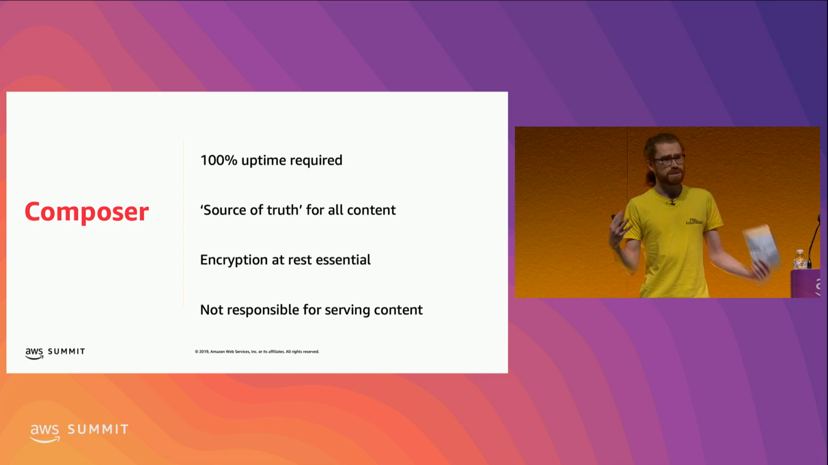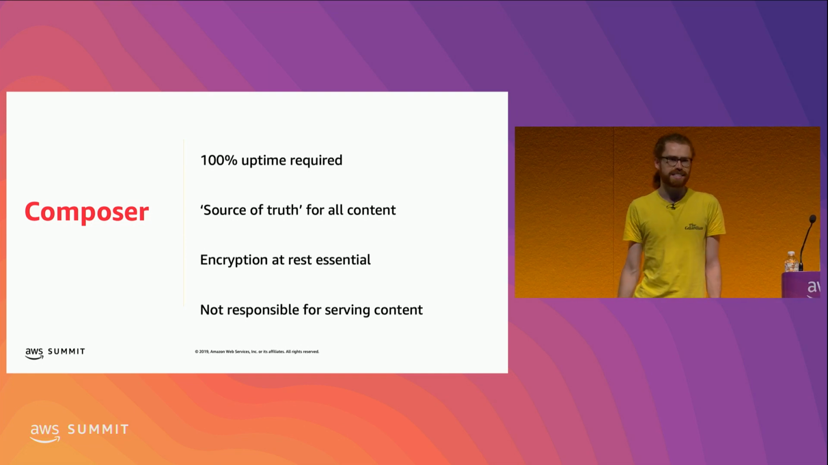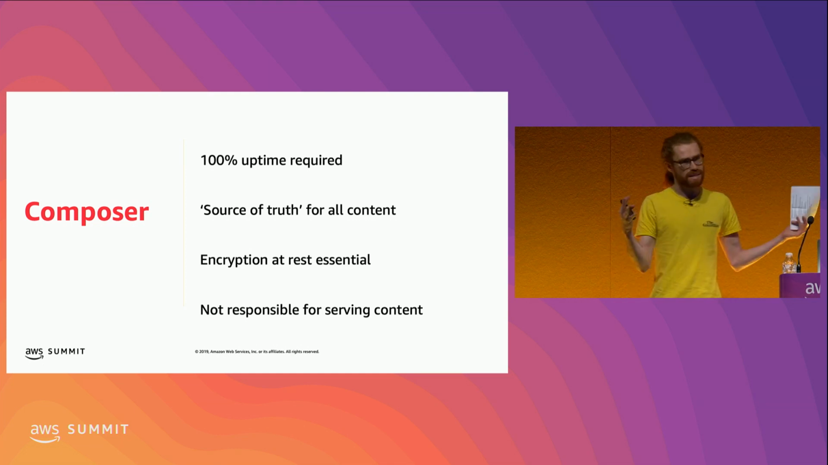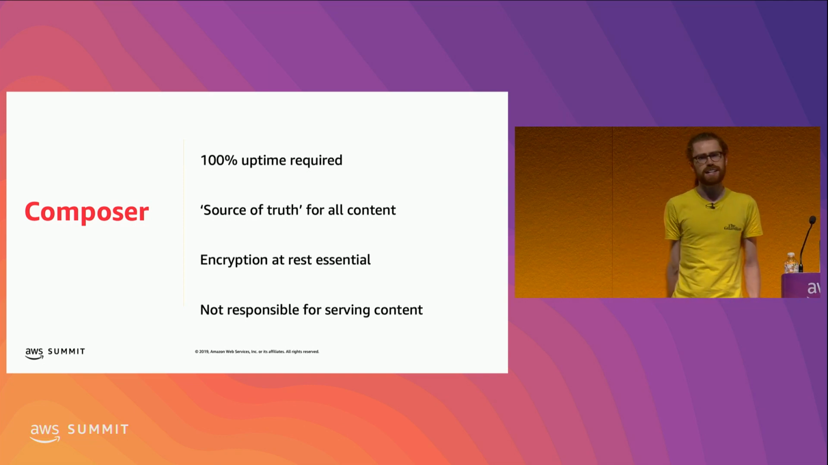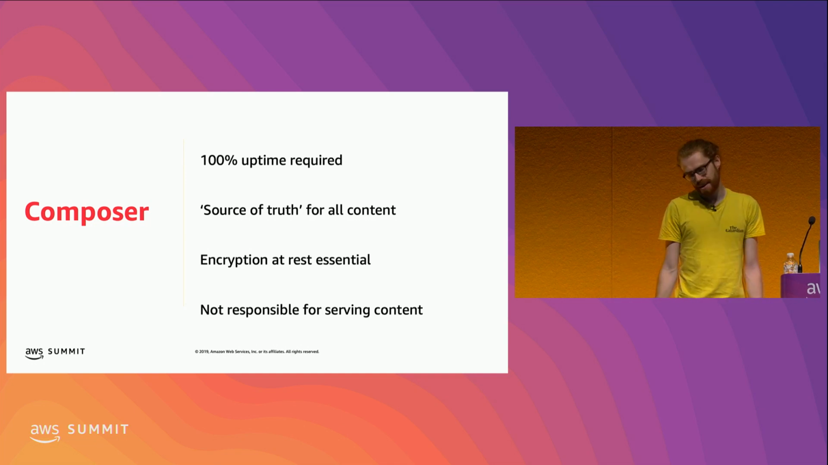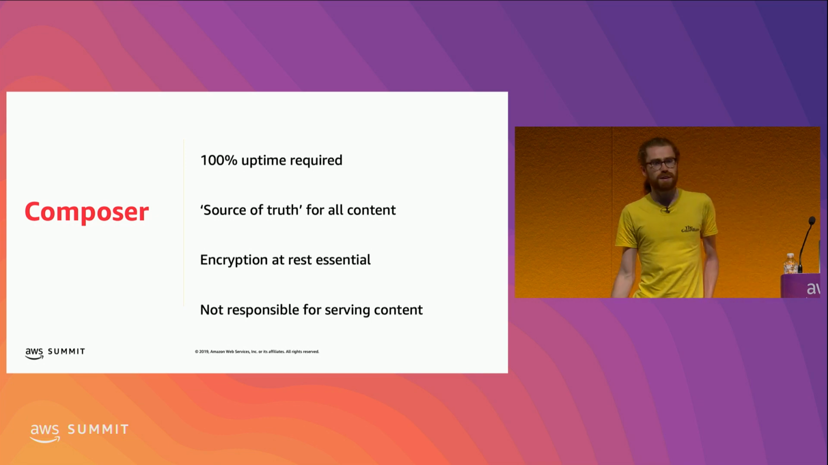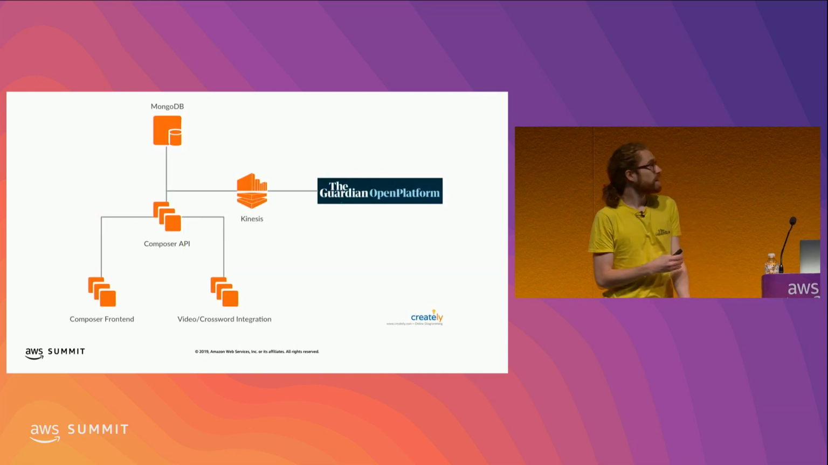It's also the source of truth for everything on The Guardian. We've been publishing online for around 30 years now, and that's generated 2.5 million pieces of content, which is basically all we are, everything we've produced in that time. So it's very important we don't lose our data. And because we store metadata, such as who was the last person to edit a particular article in Composer, security is very important, and so we have a hard requirement of encryption at rest for all data. But as I mentioned, it's not responsible for serving content. That's handled by a separate system.